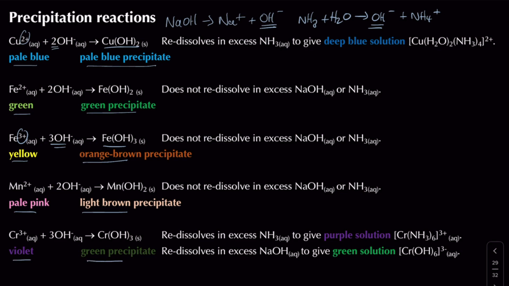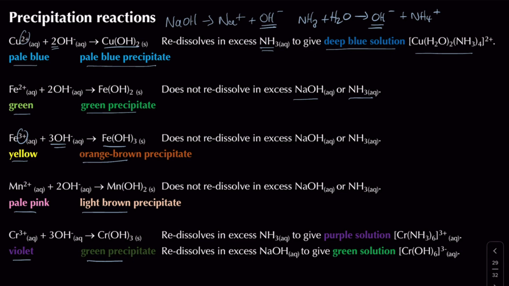Now in all of these cases, apart from 2 of them, if we were to add excess sodium hydroxide or excess ammonia solution, we would end up with no further change, apart from the first one, where if we were to add excess ammonia solution, not excess sodium hydroxide but excess ammonia solution, we would end up with that blue precipitate redissolving, and we end up forming a deep blue solution, and of course a compound that looks like this. Just remember that reaction is a ligand substitution reaction.